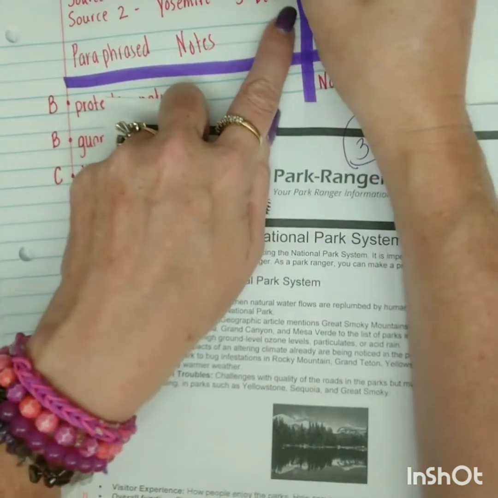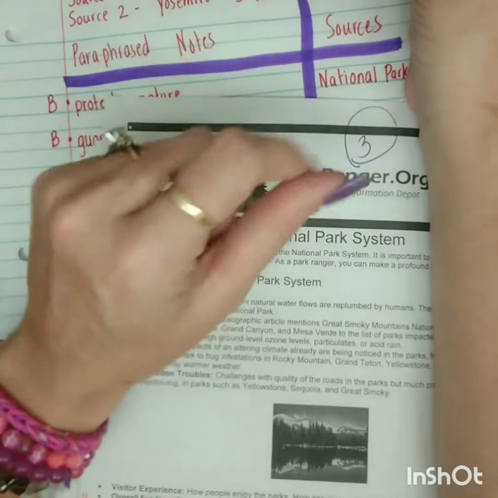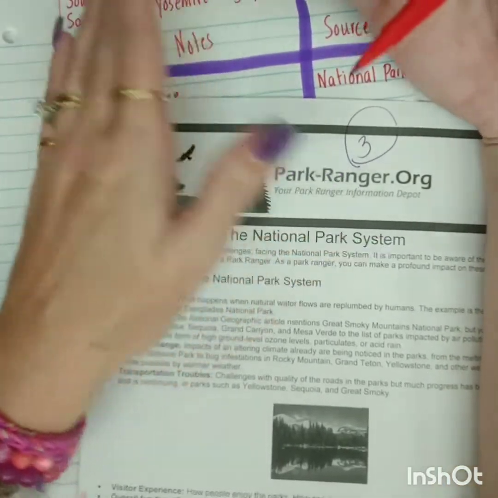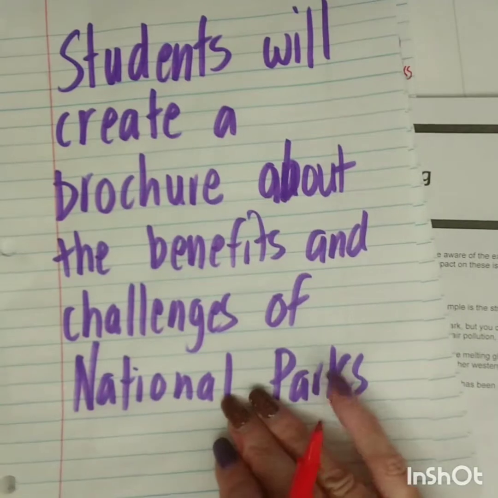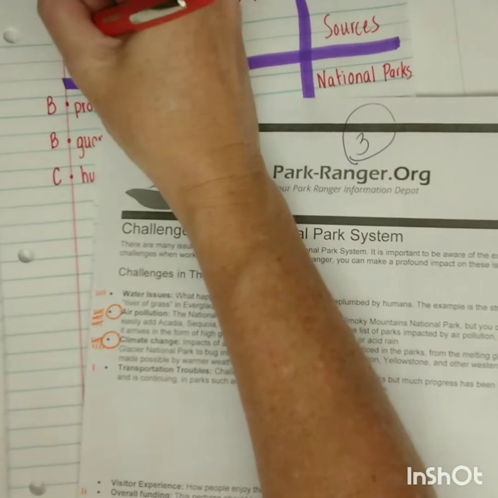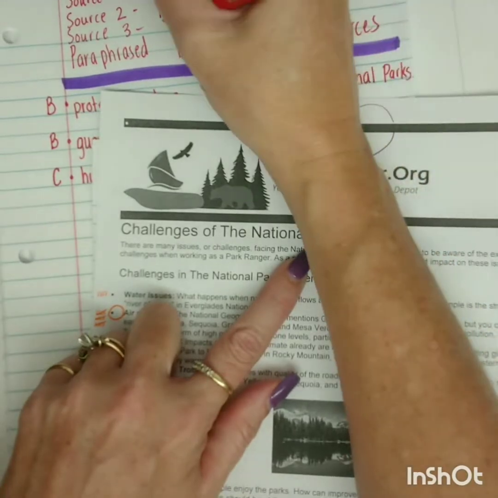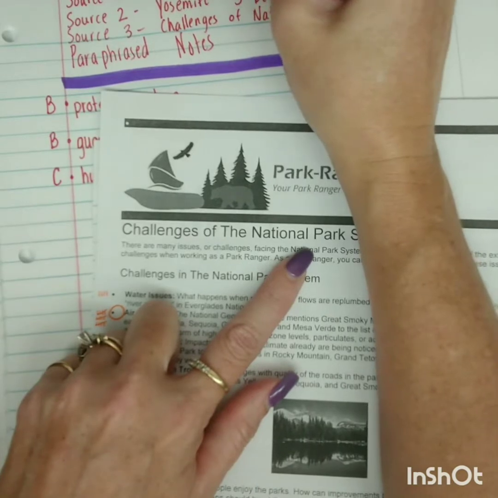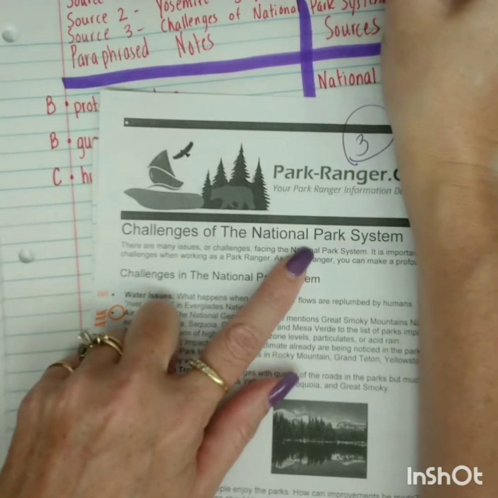And remember, it needed to be how does Yosemite help, not facts about Yosemite. So I don't want to know the year that Yosemite became a park or anything like that. Those are very interesting, but they're not related to our performance task, which is students will create a brochure about benefits and challenges of national parks. And then source 3 was this challenges one, challenges of national park system. And you had to pick 3 from here.